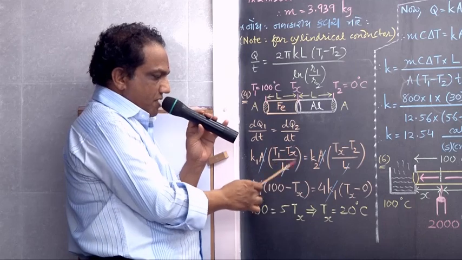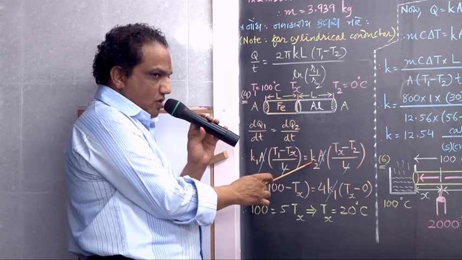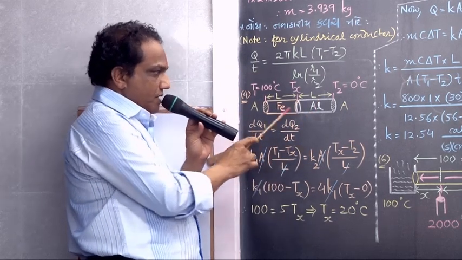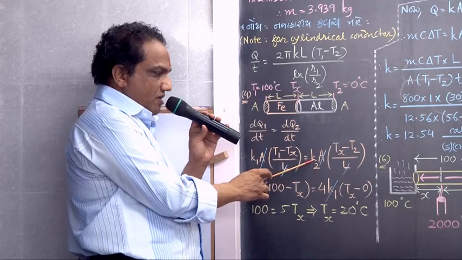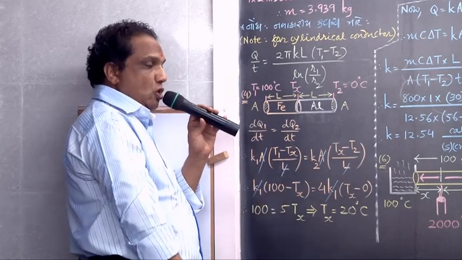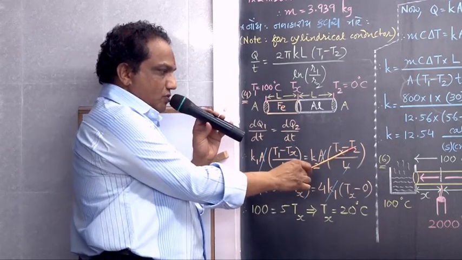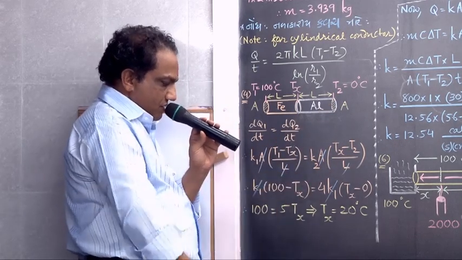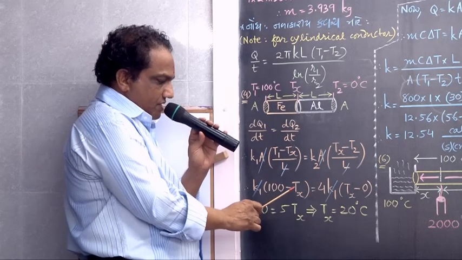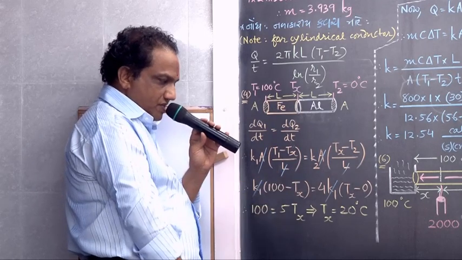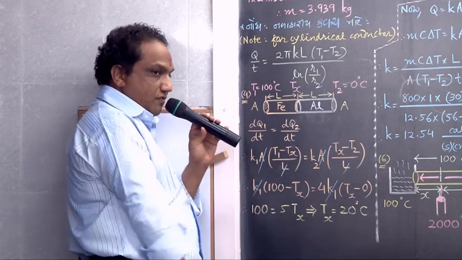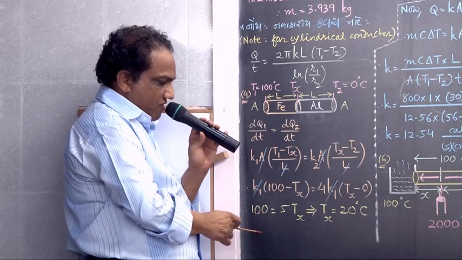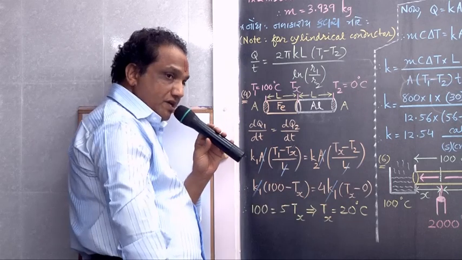K1 as it is, T1 is 100 degrees centigrade, minus Tx. Now K2 means what? Thermal conductivity of aluminum, which they have given as 4 times the thermal conductivity of iron. So K2 is 4 into K1, and this Tx minus T2. T2 is 0. Now simplify. K1 will cancel. This 100 I have written here. This minus Tx, going on that side will become plus Tx. 4Tx plus Tx, how much is it? 5Tx. So now find out Tx. 100 upon 5 will be 20 degrees Celsius.